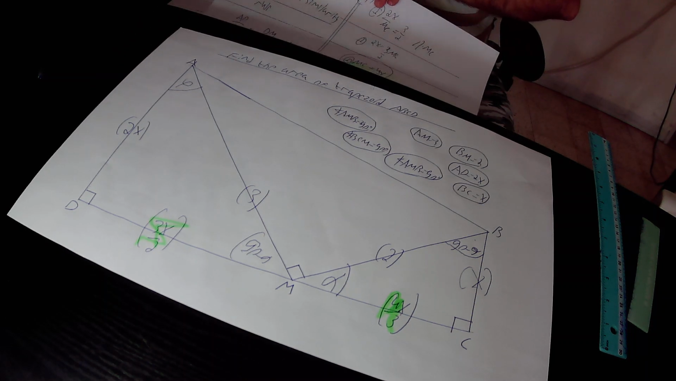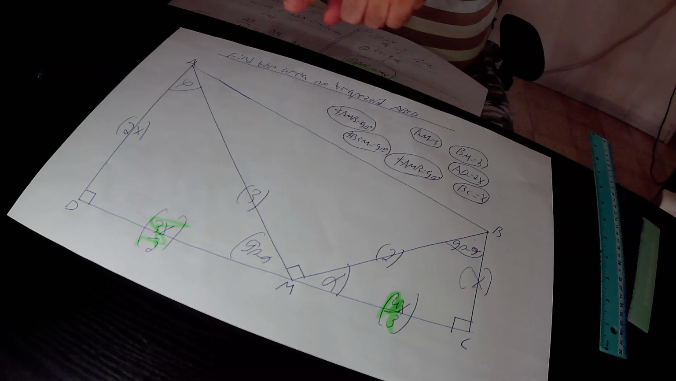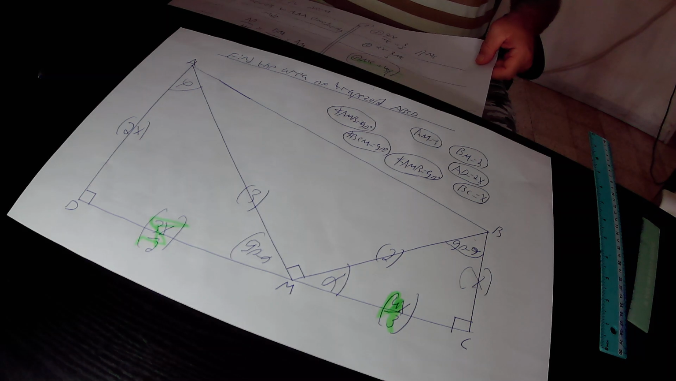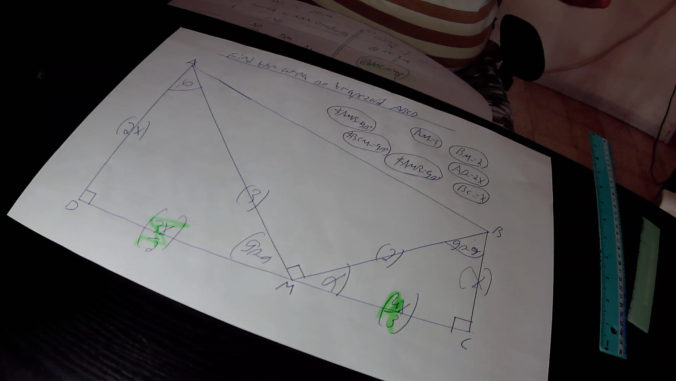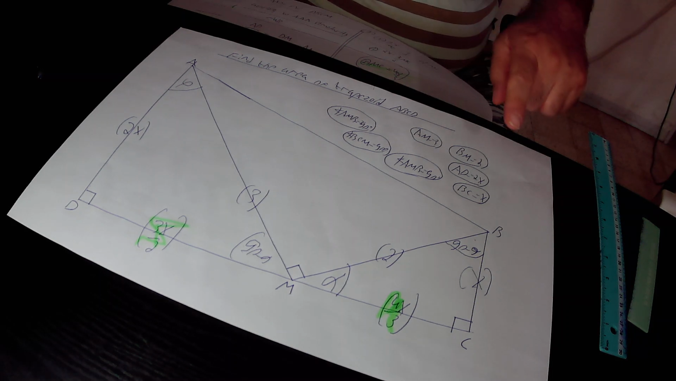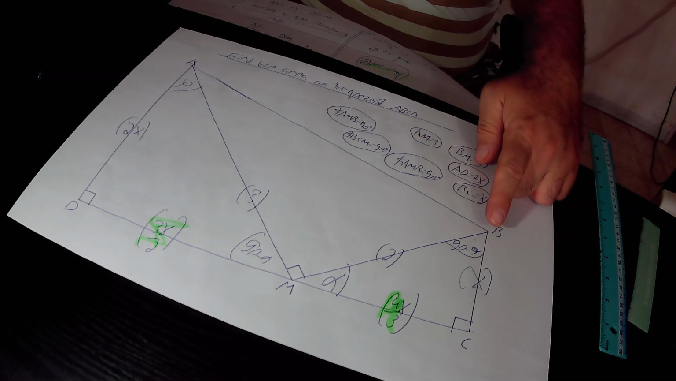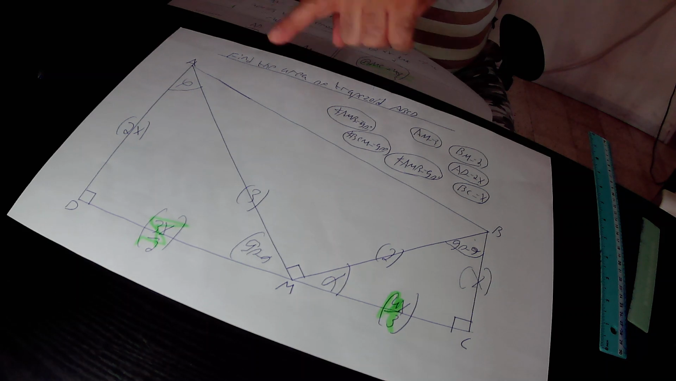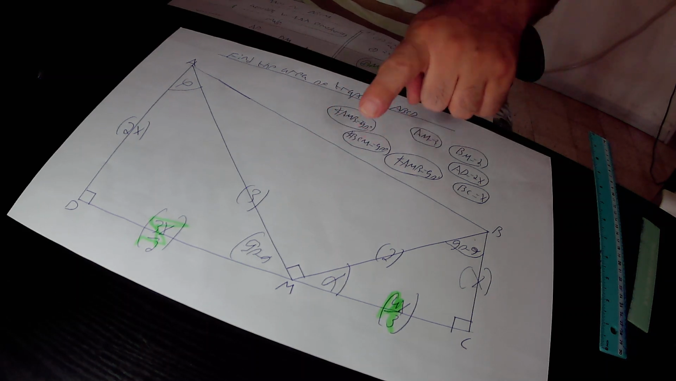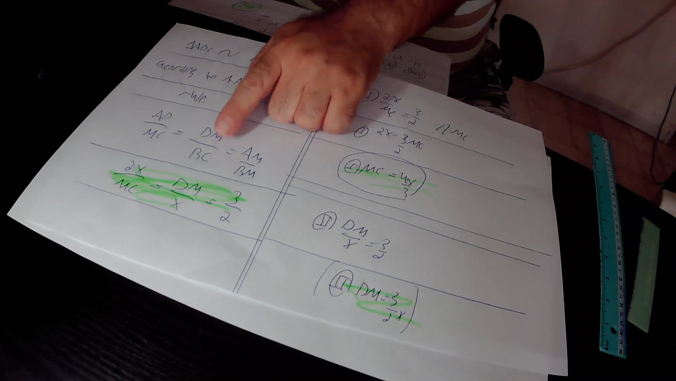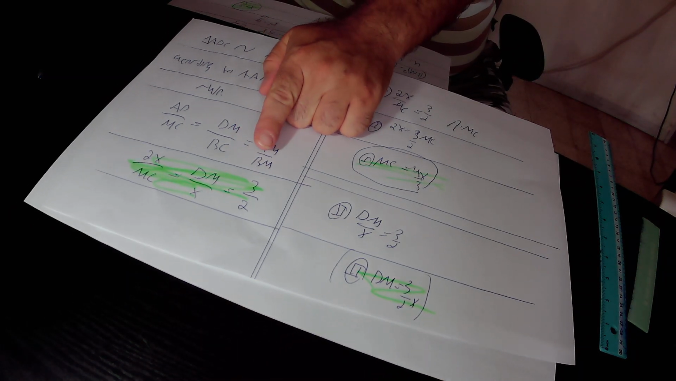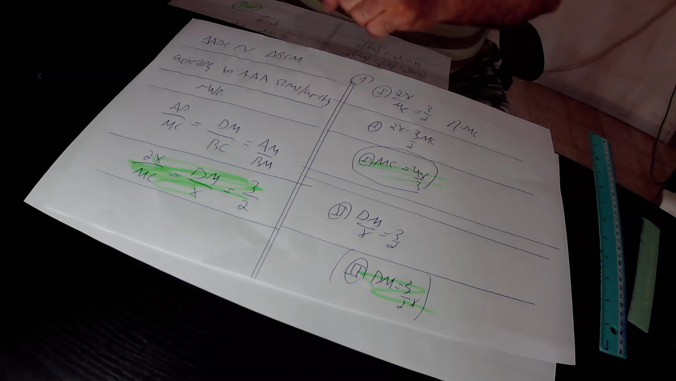AD is 2x over MC. MC is the missing side, so leave it as it is. DM is also the missing side, so leave it as it is. Over BC. BC is x. And it is equal to AM that is 3 over BM that is 2. So in total, we find that 2x over MC equals DM over x equals 3 halves.